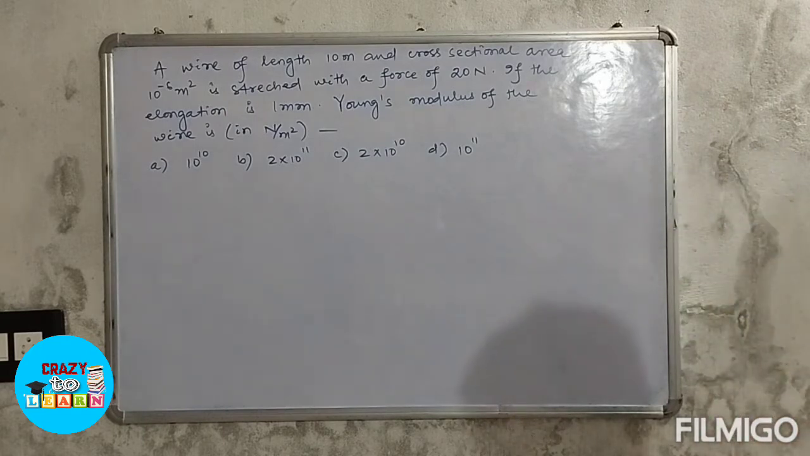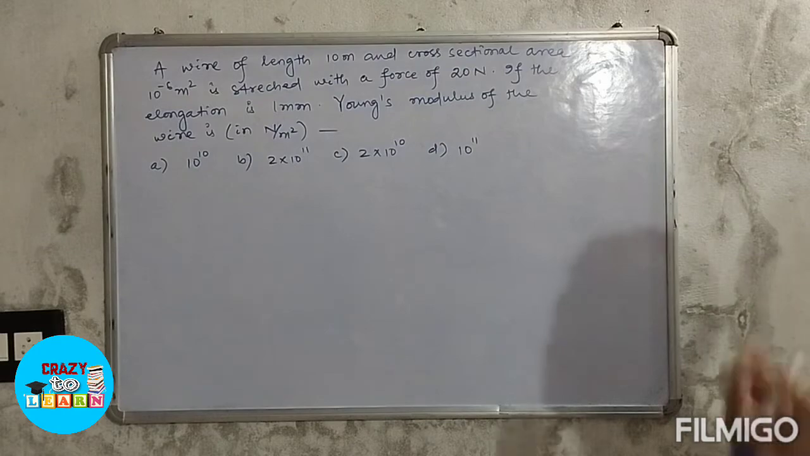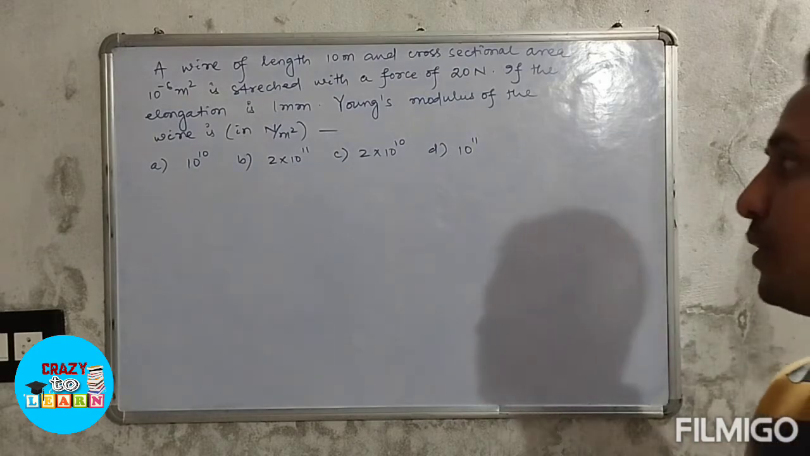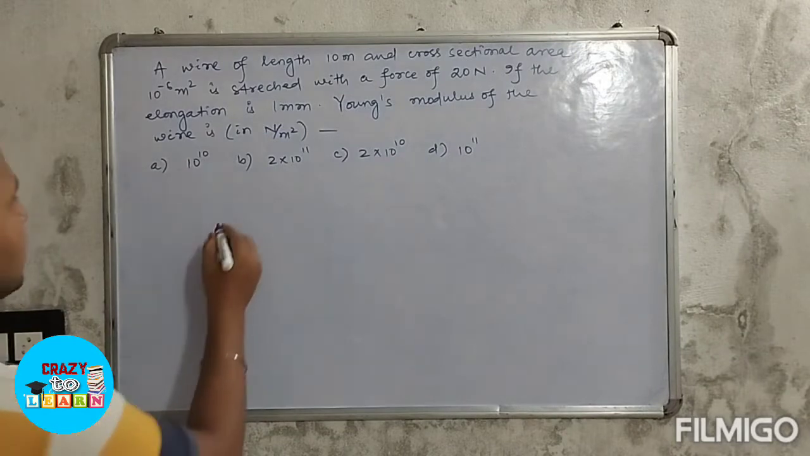Our next question is, a wire of length 10 meter and cross sectional area 10 to the power minus 6 meter square is stretched with a force of 20 Newton. If the elongation is 1 millimeter, what is the Young's modulus of the wire in Newton per meter square? It is asked to you.